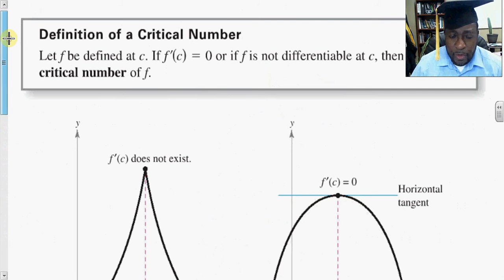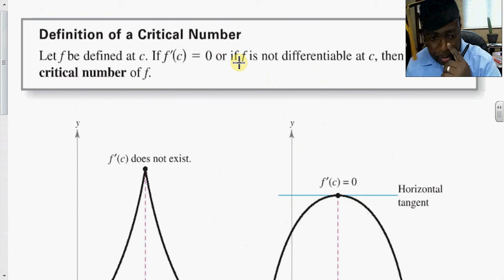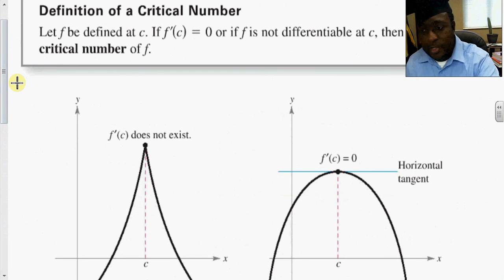Definition of critical values: if f prime of c is equal to 0, then we say that c is a critical number. You could also have f not differentiable at c, and then f is said to have a critical value at c. When does the derivative not exist at x equal to c? That simply means the function is not differentiable if you have a spike or sharp turn at a particular value, or even a jump.